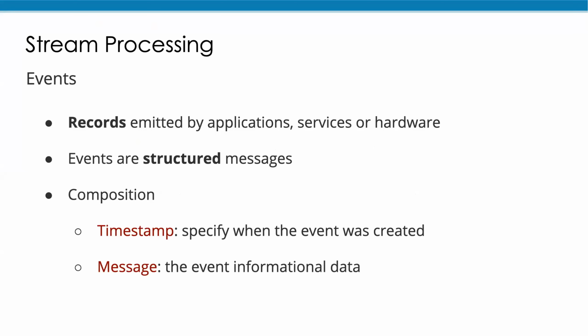For stream processing, we have events, which are records that are emitted by applications, services, or hardware, and you receive them through your input plugins. And events are structured messages. They're composed of a timestamp. Every event has a timestamp, which specifies the time that event was created, and the message, which is actually the data inside the record.